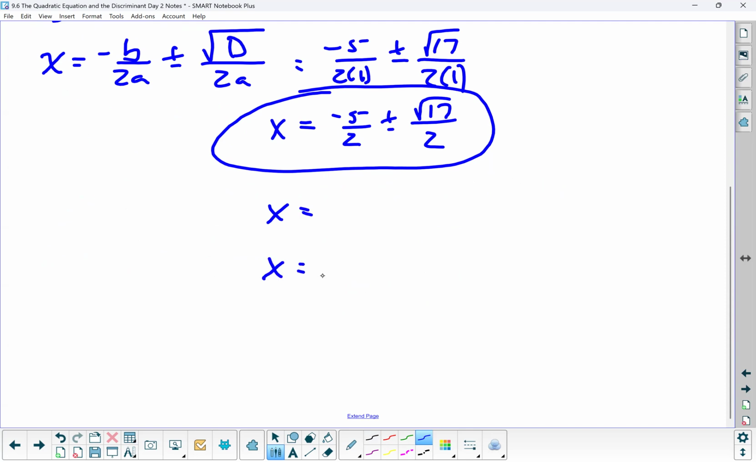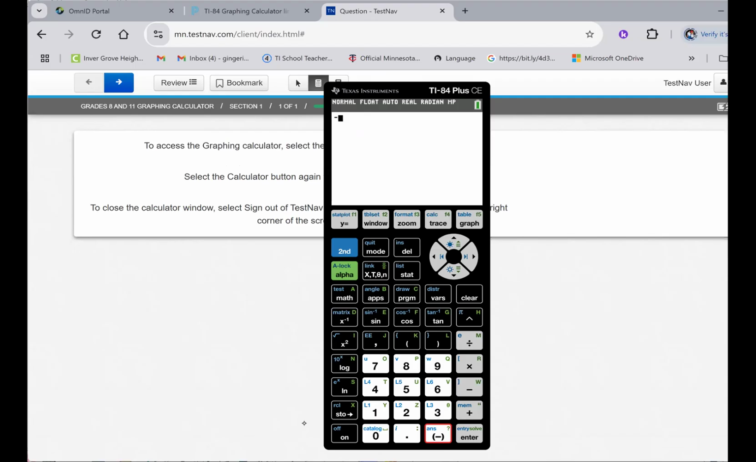And if I go to my calculator and do -5 over 2 plus the square root of 17 over 2 and -5 over 2 minus the square root of 17 over 2, I can get 2 rounded solutions. Again, you want to be very careful. After you put the square root of 17, arrow over so that the divided by 2 is not underneath the radical.